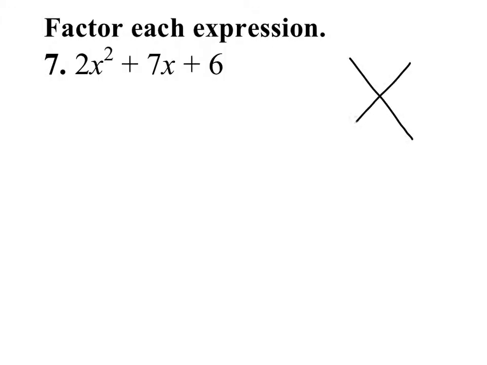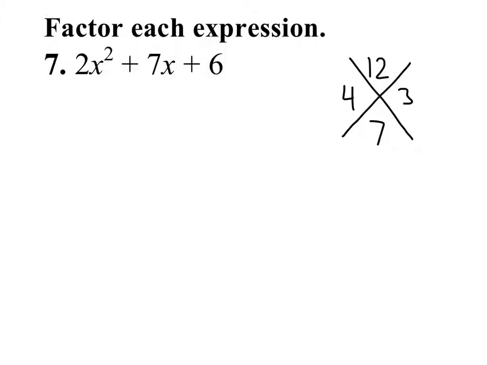So I have a trinomial. I need to take my A value times my C value. So A times C is 2 times 6, 12. My B value is 7. So I'm looking for, just like yesterday, what are two numbers that multiply to 12 but add to 7? 4 and 3, 3 and 4, it doesn't matter which way you write it.